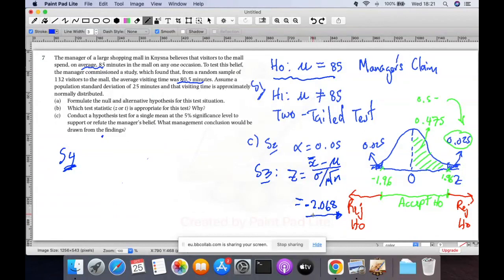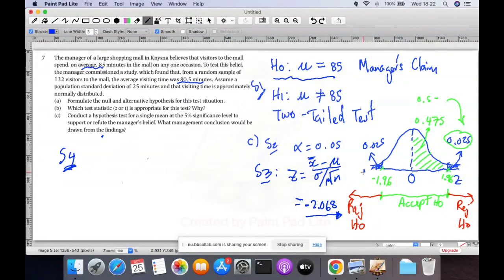All you need to do is look at the value that you found in step 3. And in our case, we got a value of minus 2.068. And you just have to check in which region it lies. Does it lie in the red region? Does it lie within the green area? Or does it lie in the far right red part? Now, everything from minus 1.96 to positive 1.96, we would accept H naught. The value we got is minus 2.068. So that means minus 2 is further to the left of minus 1.96.